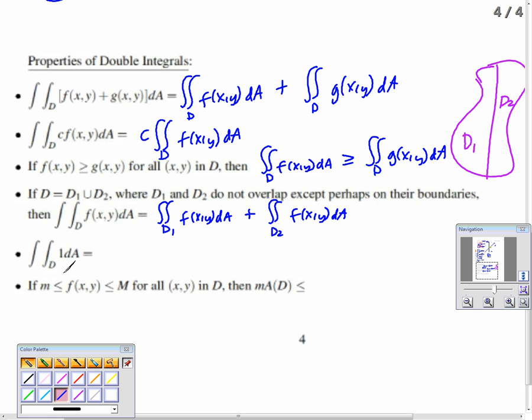Okay, what do you think this is? It's a sum. The double integral of 1 over D is the area of D, of course. If you do a double integral of 1, you're doing two dimensions, so you're getting an area. If it's a double integral over region D, you're getting the area of that region.